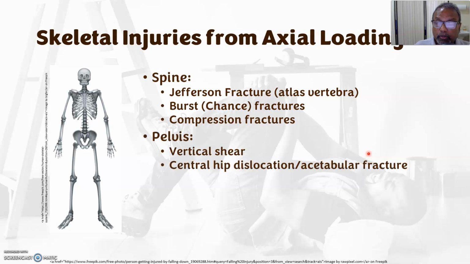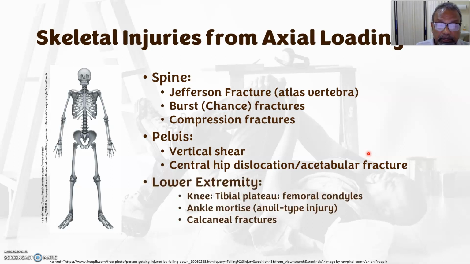If we're going to fall on our feet, it's likely one foot will hit the ground before the other, and then the force goes up that foot. When it reaches the hemipelvis, that hemipelvis is pushed upward and may separate from the one on the other side, the contralateral one, leading to a vertical shear fracture. The force through the femur and through the head of the femur may actually punch through the acetabulum, leading to a central hip dislocation and acetabular fracture.